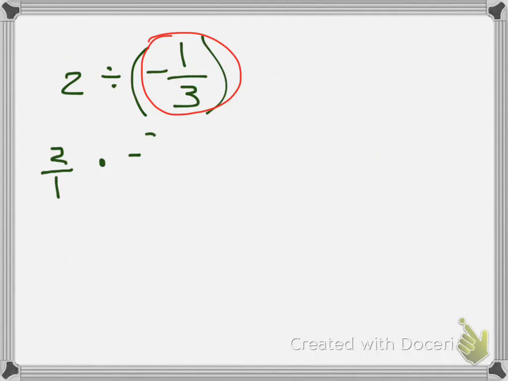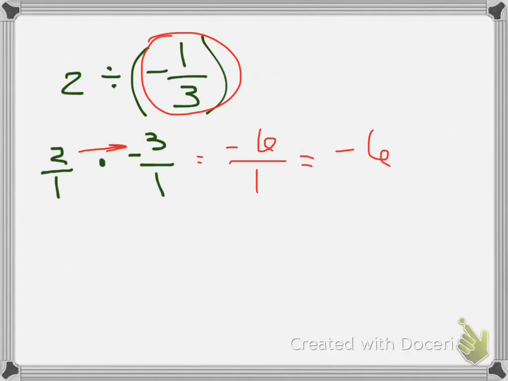We did not change the negative. We did not change the negative to a positive. All we did is flip the 1/3 upside down. Okay, so now we have 2 times negative 3, which is negative 6. A positive times a negative always gives you a negative. 1 times 1 is 1. And whenever 1 is in the denominator, we can just get rid of it and have negative 6 for our answer.